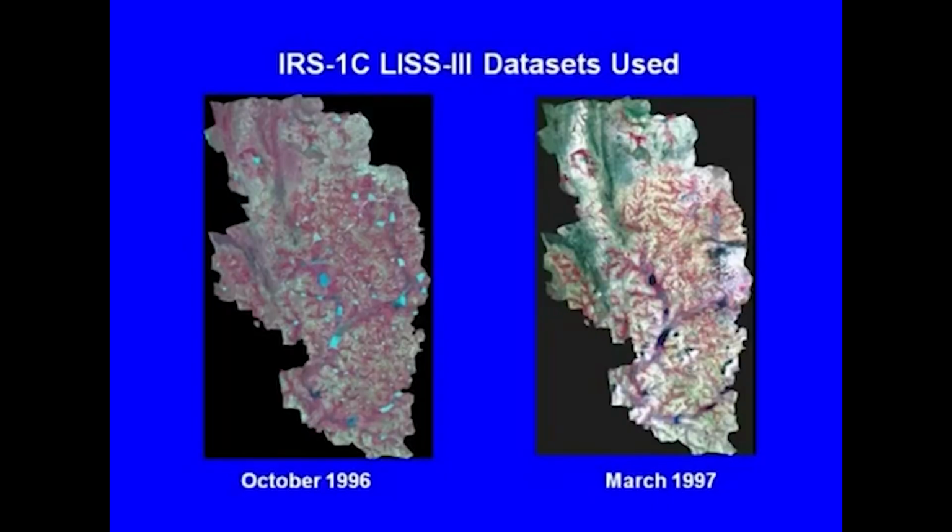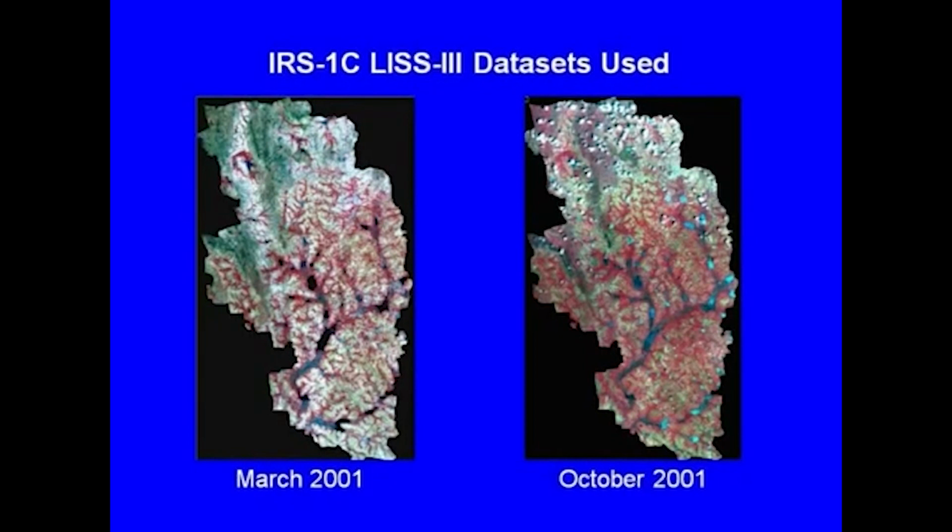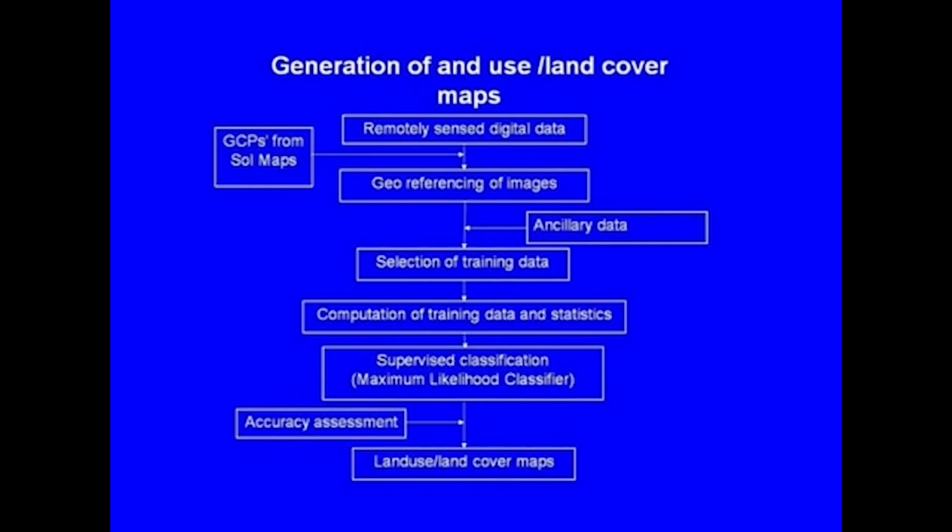So, for this, certain time series satellite data for the study area have been selected. These are primarily pre-monsoon and post-monsoon data sets which have been taken. For example, October 1996, March 1997, March 1999, September 1999, March 2001, October 2001. So, these are the pre and the post monsoon seasons, on the basis of which we are now going to proceed, first of all, to generation of the land use and land cover map using remotely sensed data.